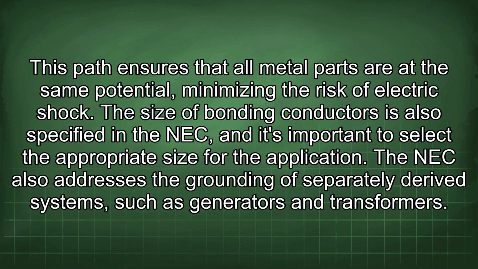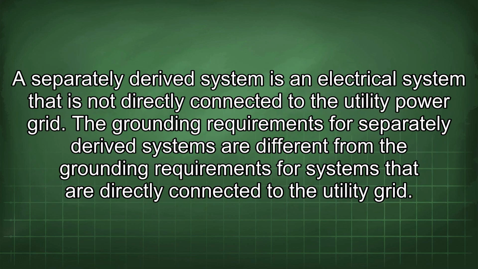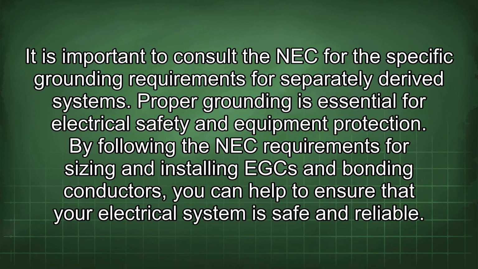the application. The NEC also addresses the grounding of separately derived systems such as generators and transformers. A separately derived system is an electrical system that is not directly connected to the utility power grid. The grounding requirements for separately derived systems are different from the grounding requirements for systems that are directly connected to the utility grid. It is important to consult the NEC for the specific grounding requirements for separately derived systems.